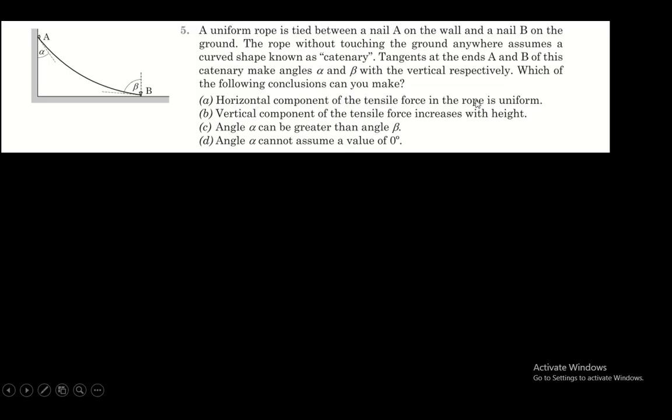Horizontal component of the tensile force in the rope is uniform. Vertical component increases with height. Angle alpha can be greater than beta. Angle alpha cannot assume a value 0.